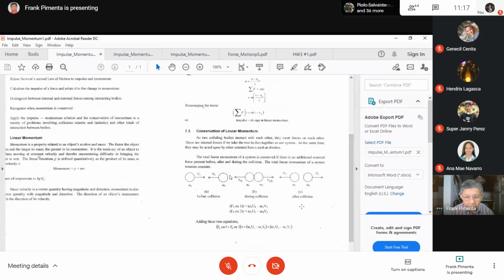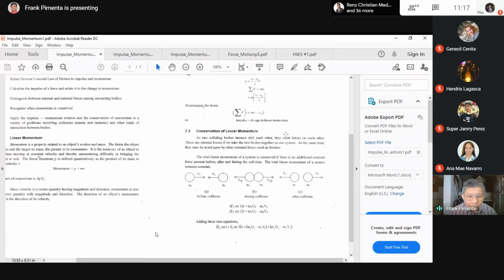Okay, here. As a review, application of momentum is for two bodies. So, this body number one is given a velocity v sub 1, direction is to the right. Body number 2 is given a velocity v sub 2, direction is the opposite, to the left, toward each other.